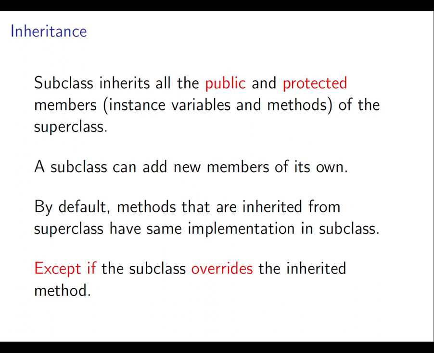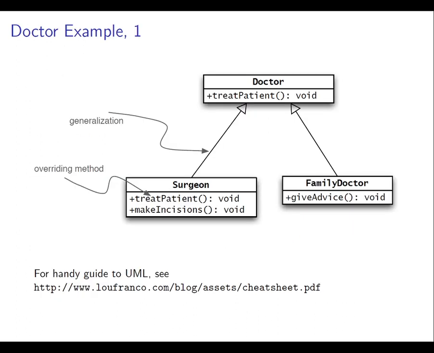However, it's possible for a subclass to override the inherited method. In other words, to provide new behaviour for an object of the subclass to execute on receipt of a message which would already have been understood by an object of the superclass. Let's see an example.